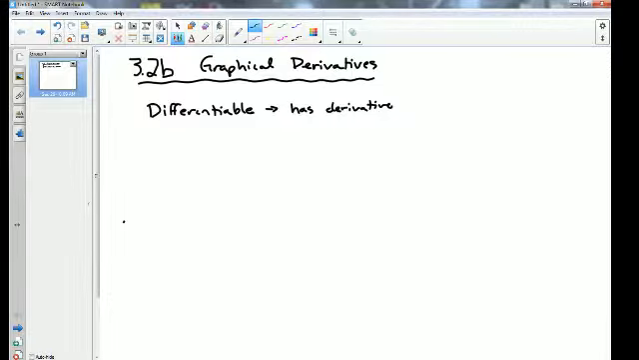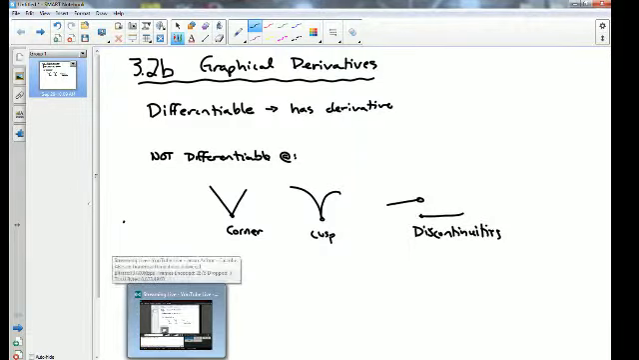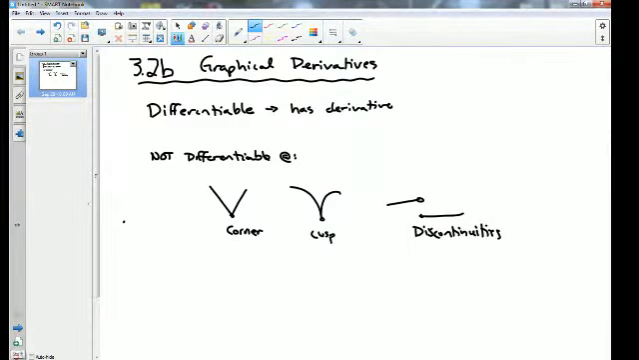Where did I mention that derivatives do not exist? So we're not differentiable at corners, right? And discontinuities, yeah. Finish my letters off there. I'll let you write that down.